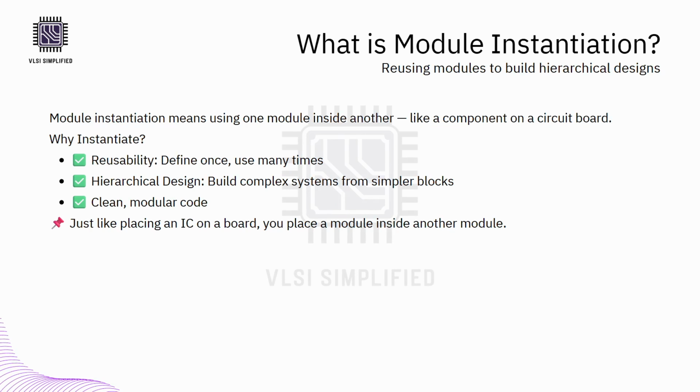So far, we have learned how to write a module, but how do we use it inside another design? That's where module instantiation comes in. Think of your Verilog module like an integrated circuit. You design it once and then you can plug it into a bigger circuit as many times as you want. In Verilog, this is exactly what instantiation allows you to do. It's how we achieve hierarchical design, building large systems from small and manageable components. In the next two slides, I will show you the two ways to instantiate a module: positional and named mapping.